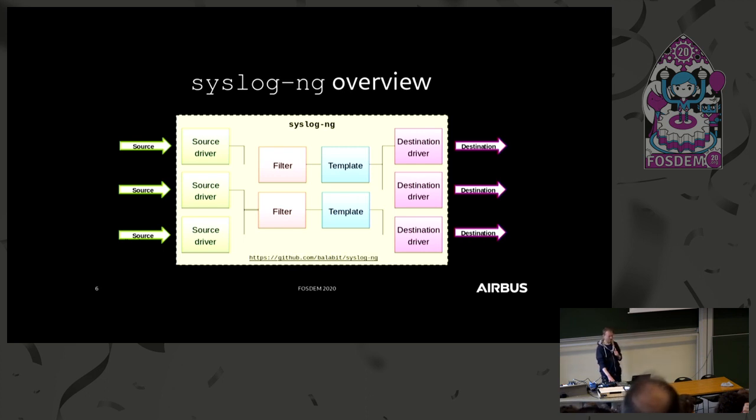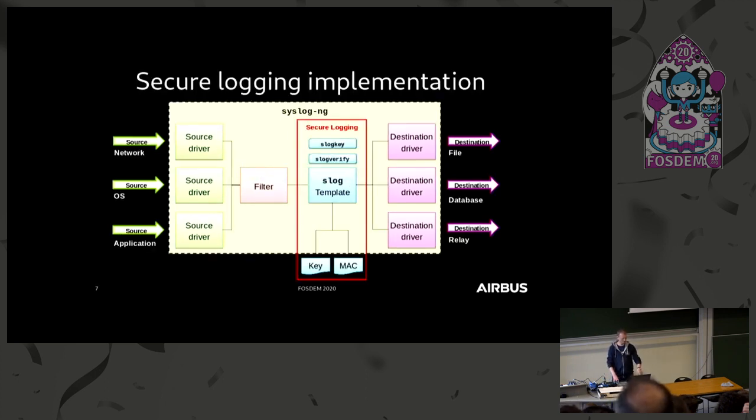And this is what we actually used when we implemented our cryptographic extension to syslog-ng. We used the template mechanism and implemented a template into syslog-ng. So the good thing is that we can benefit from everything that was already there. We have all the source drivers, we have all the filters that we use. We just insert a template there in form of a plugin, which is essentially a C API within syslog-ng. We write that. We add the two files, as you see here. So we have the key file and the MAC file. And then we write it to the destination.